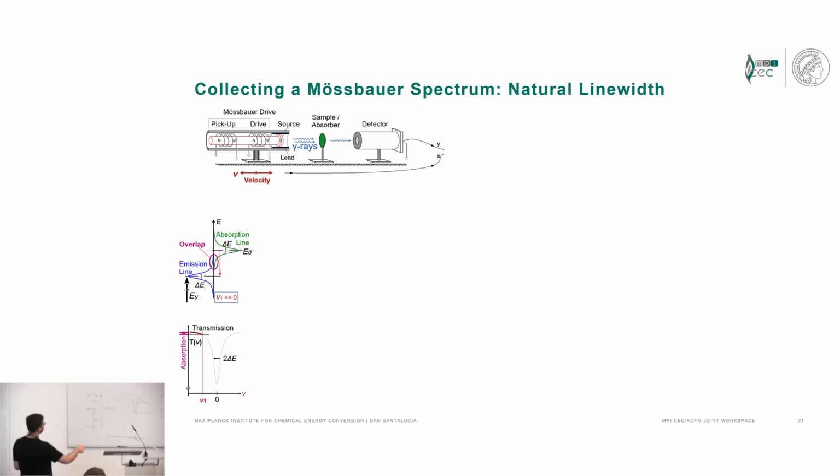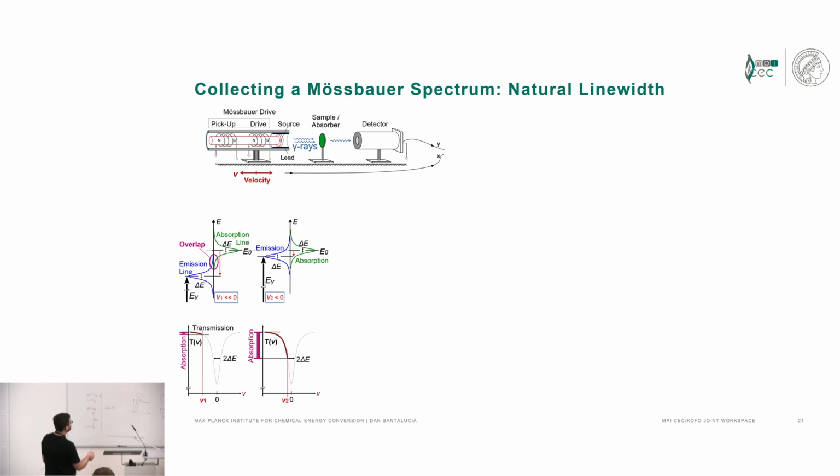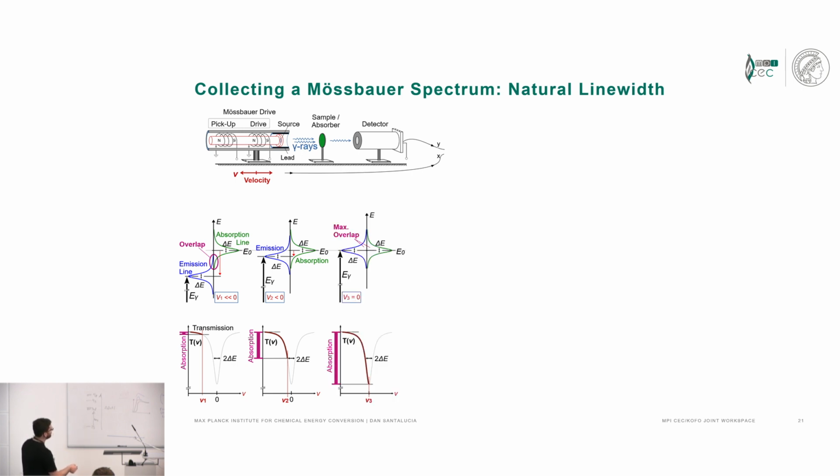But here's the cool part. We have a Mössbauer emission line from the source. We have a Mössbauer absorption line in our sample. And when these are not overlapping in energy, we get almost 100% transmission. Okay, very, very little absorption. But as we modulate this energy by changing the velocity of the drive, we can start to get better overlap between the gamma ray emitter and the absorber, and we get more absorption, less transmission. And eventually, at the maximum of our peak, where we have a specific velocity, we have perfect overlap. Okay?